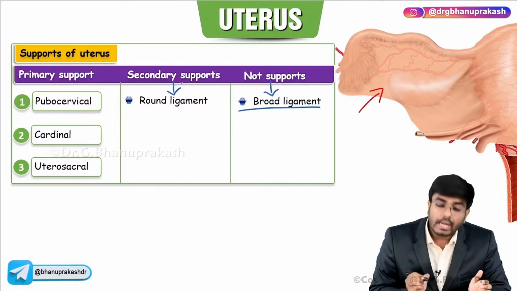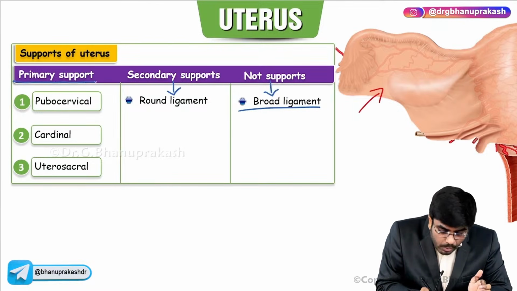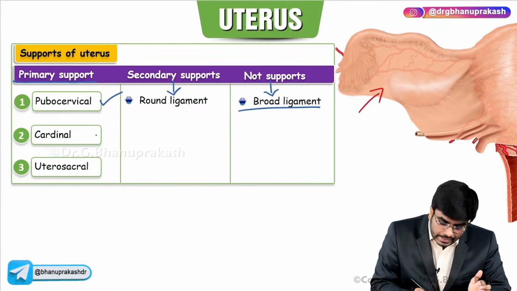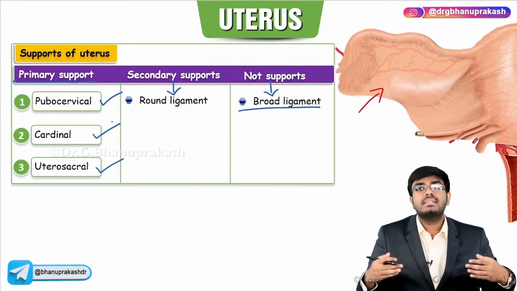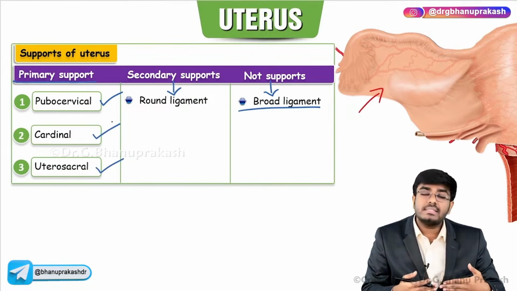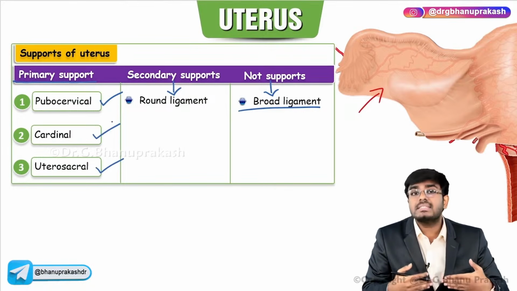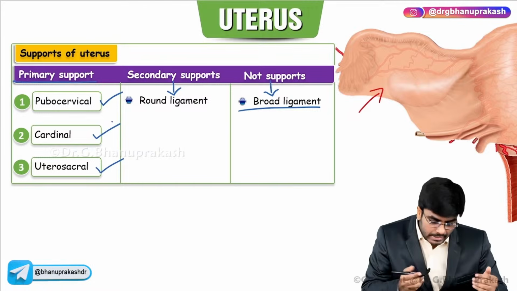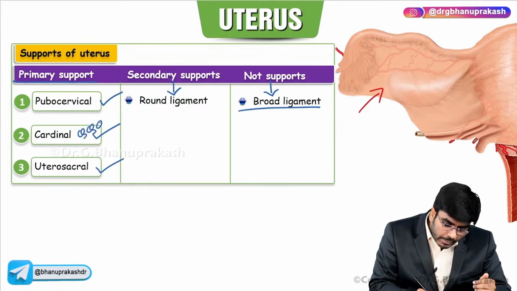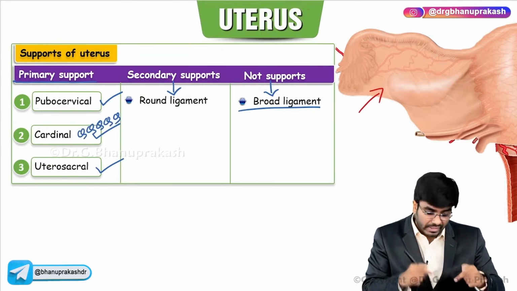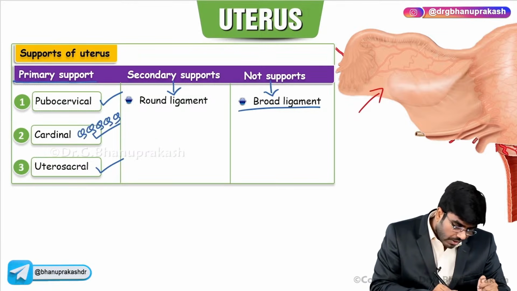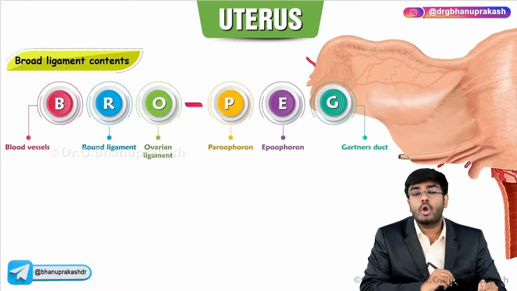Secondary support is the round ligament. Primary supports are the pubocervical anteriorly, uterosacral posteriorly, and cardinal ligaments transversely. Cardinal ligaments are also known as transverse cervical ligaments or Mackenrodt's ligament, which is a very important ligament. I know I am repeating, but these are the questions that need to be repeated. Very important questions. Now, after this, let's talk about the contents of the broad ligament.